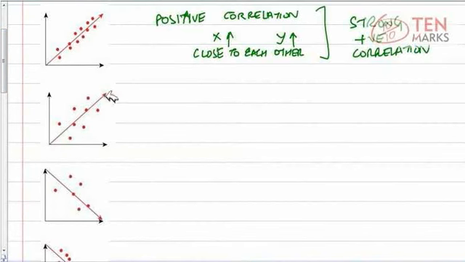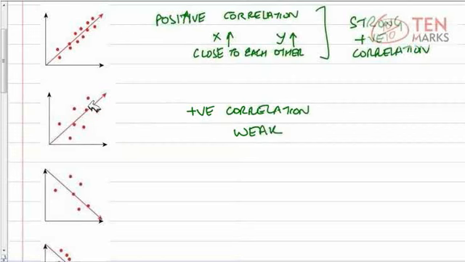Okay, let's look at the second one. Again, as x increases, y increases, right? As we can see, it's the arrow going right down the middle, straight up. So this again has a positive correlation, but it's a weak one because the values are not very close to one another.